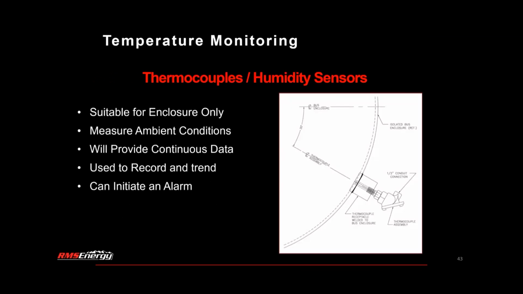So temperature and humidity sensors can be installed. Generally, these are ambient condition monitors that can tell if you have moisture within the bus duct. They can be set up to record and trend data, or can initiate an alarm.